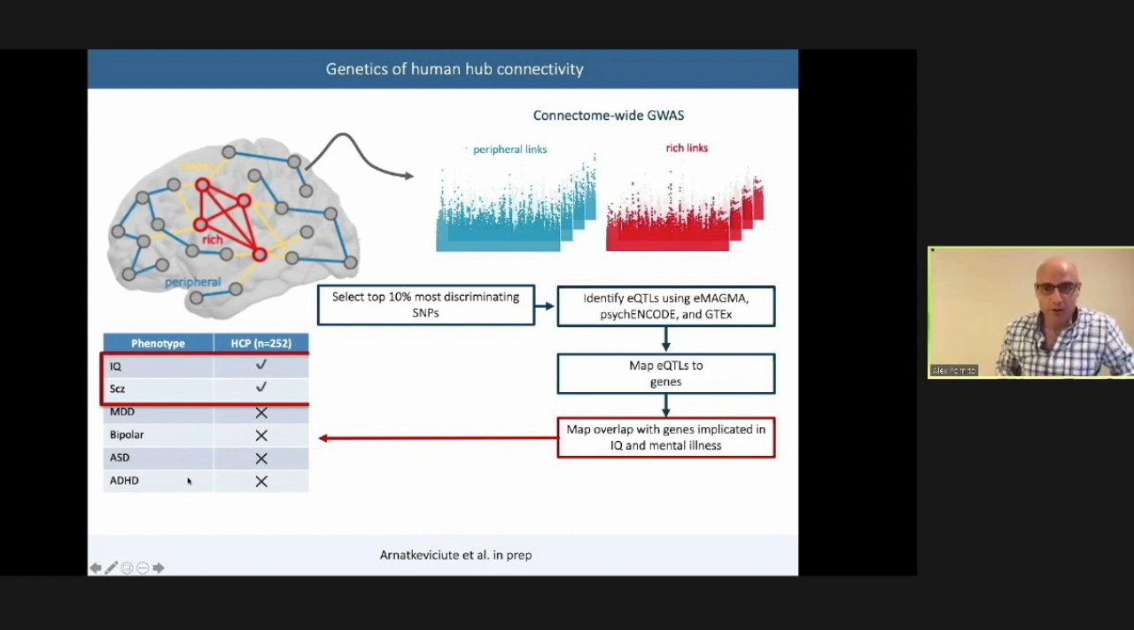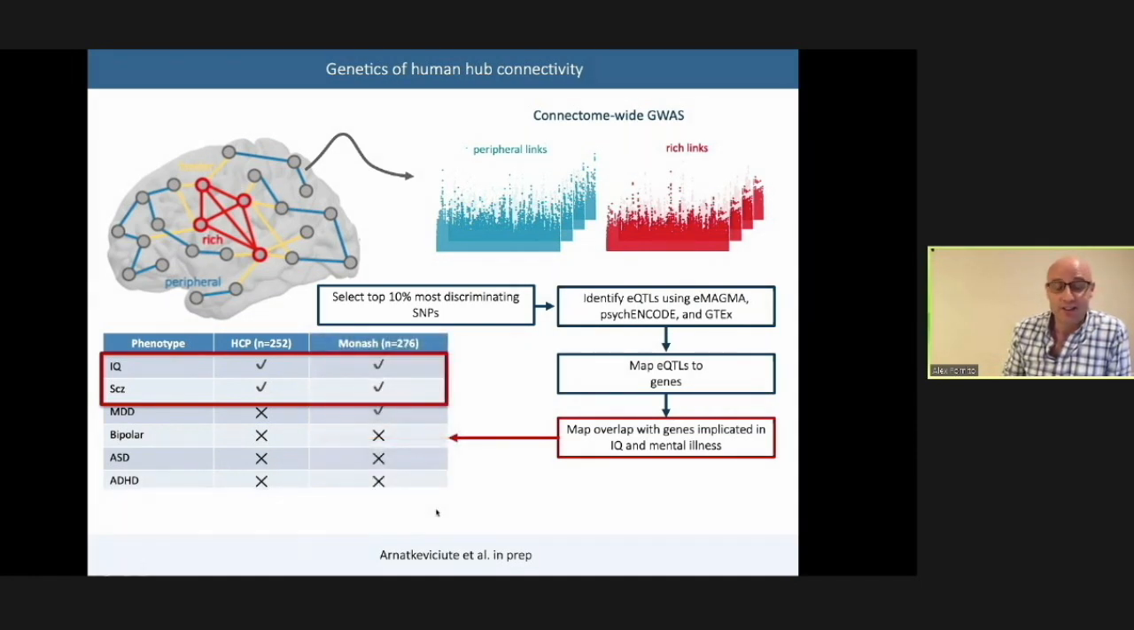Now, some of you are probably recoiling in horror, saying, how could they possibly do a connectome-wide GWAS in 252 people? And so I'd just like to make 2 points in response. The first is that we're not trying to conduct inference at the level of individual SNPs. We're just using the GWAS to obtain beta estimates, which we then feed into our eQTL mapping pipeline to obtain the gene lists. And the second is that we repeated the analysis in a completely independent sample, and we got the same basic findings. We find significant overlap between our hub gene list and those for IQ and schizophrenia. So that gives us some confidence that these findings are robust.